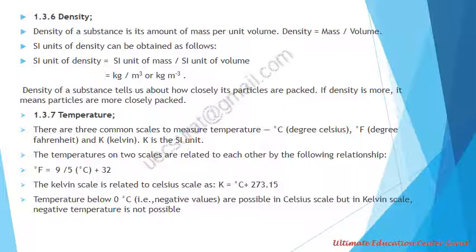The SI unit of density can be obtained as follows. The SI unit of mass, what is the unit of mass? It means the mass of a substance upon the volume gives you the density. Density of the substance tells us how closely the particles are packed. If a substance is more dense, then it is said the particles are very closely attached with each other. If the density is less, then we can say the particles are not very closely packed up. That is called low density.